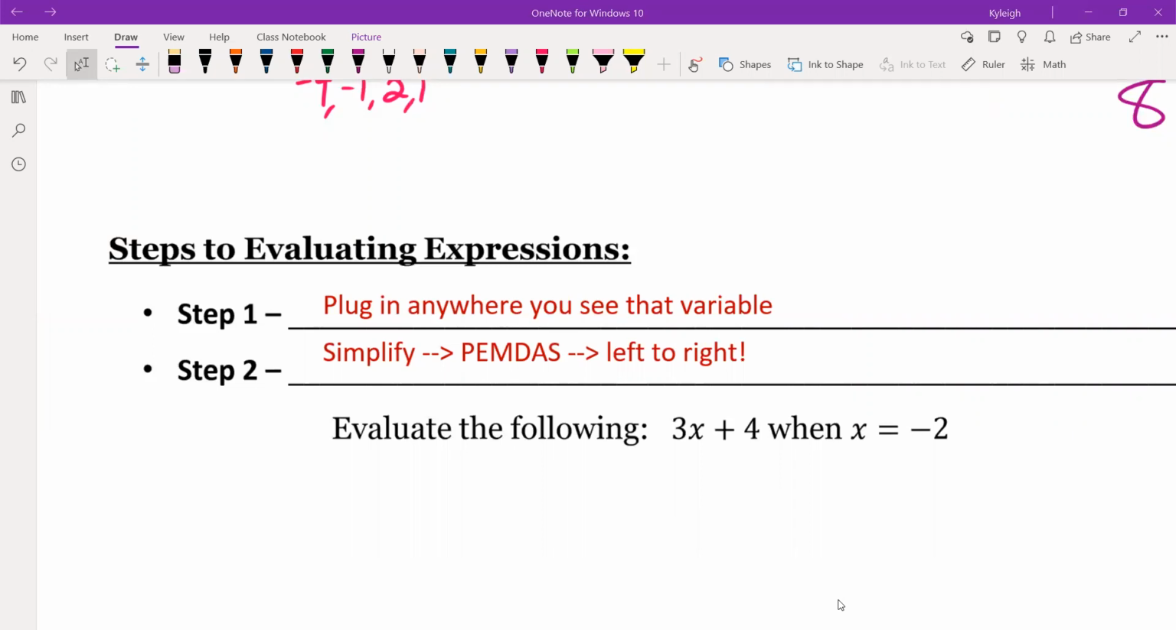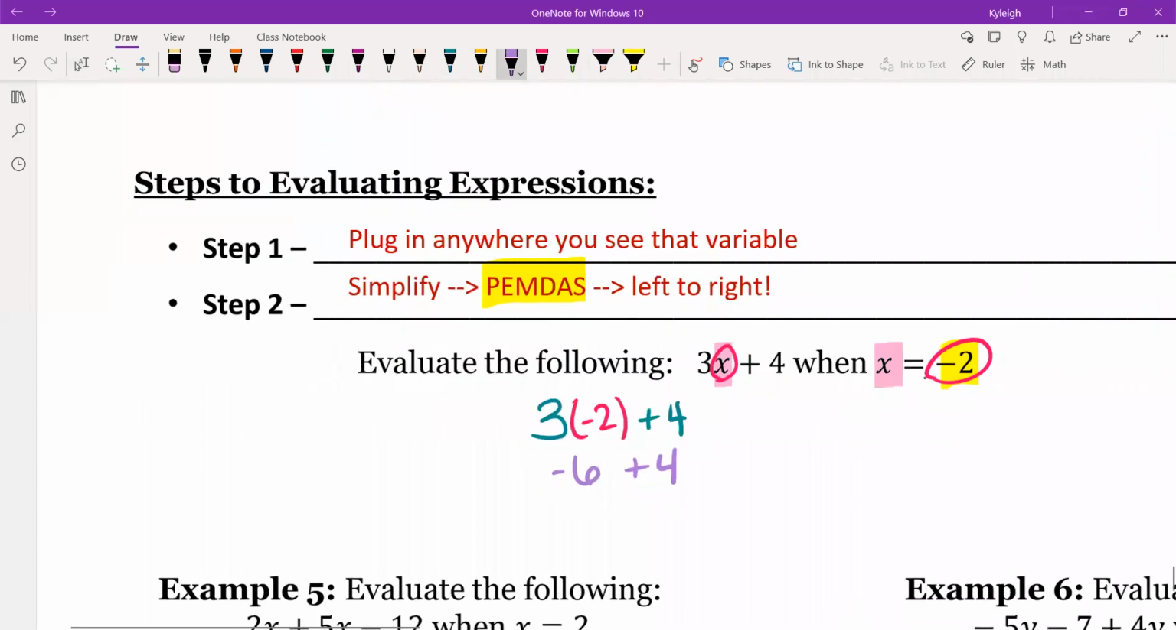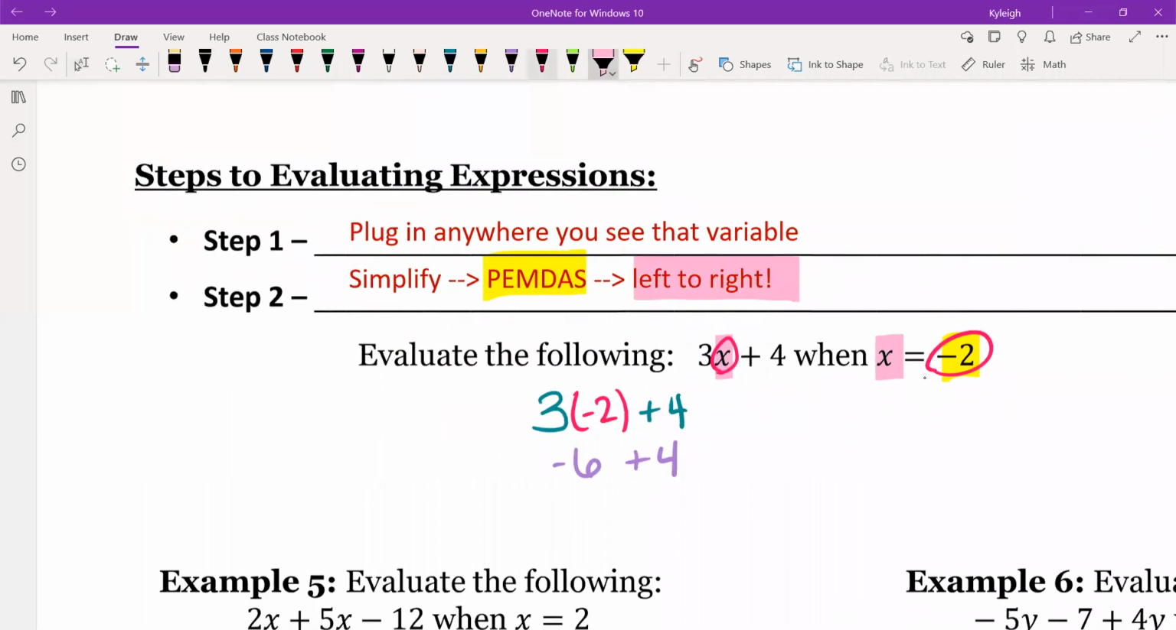Okay, so looking at this example, we want to evaluate. We know that x is -2. So anywhere I see x in here, I'm going to plug in a -2. So I'm going to have 3, and I'm plugging in this -2 in for the x times -2 plus 4. Now we have to follow PEMDAS, right? PEMDAS. So we do multiplication first. 3 times -2 is -6 plus 4. Now we go left to right. And we do -6 plus 4 is -2. Okay.